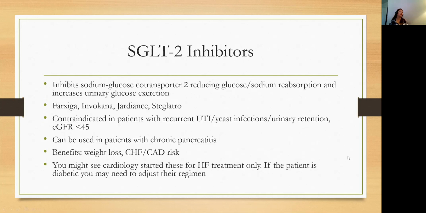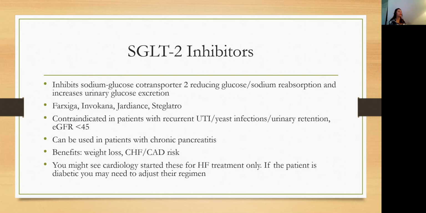SGLT2 inhibitors. So the long explanation is that it inhibits sodium glucose cotransporter 2, which reduces glucose and sodium reabsorption. And overall, it increases urinary glucose excretion. So these work well. They make the patient pee out more sugar. And this is going to be Farxiga, Invokana, Jardiance, and Steglatro.